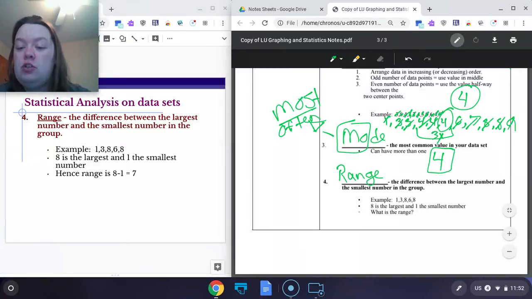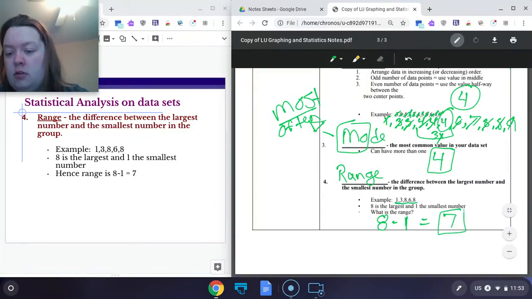So what you're going to do is find the largest. If we're looking at this set here, the largest number I have there is 8. The smallest number I have in this set is 1. And to figure out the difference between them, I just subtract the smallest number from the largest number, and I'm left with a range of 7. So in this case, my range is 7.